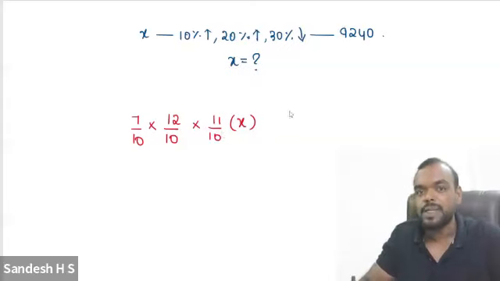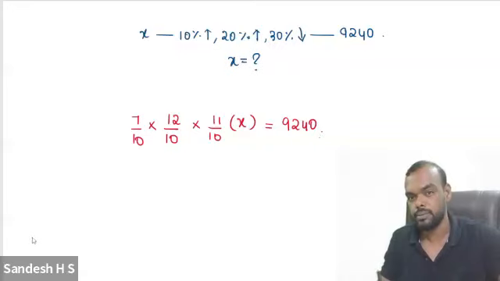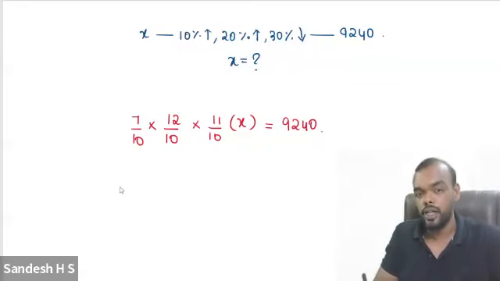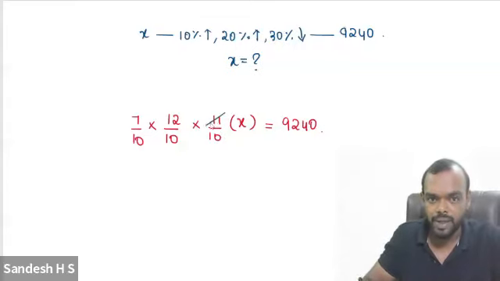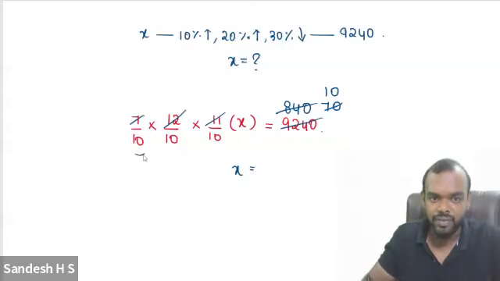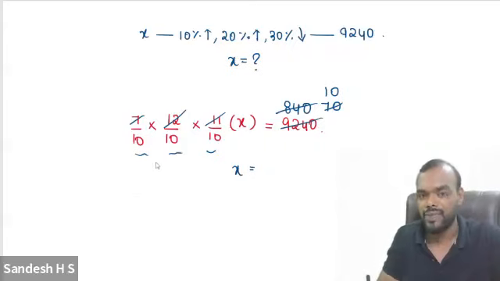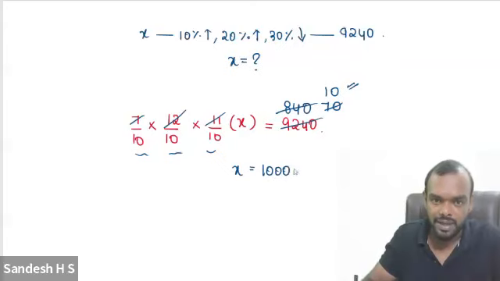Now, this whole thing represents the new population, which is equal to 9240 according to question. This is equal to 9240. So if we solve this, if we cancel this, we should get the answer. We'll cancel with 11. 11 into 8, 11 into 4, 0. 12 into 1, 12 into 7, 84 and 0. 7 into 1, 7 into 10. Left hand side in the denominator, we have 10 into 10 into 10, that is 1000. Right hand side, we have 10 here, 1000 into 10 should give us 10,000.